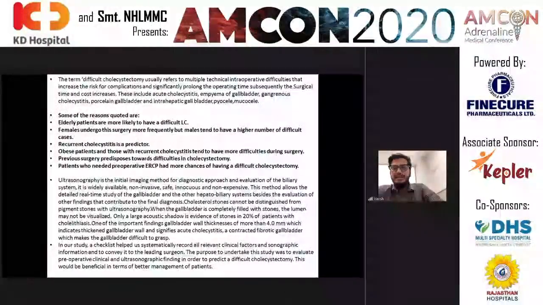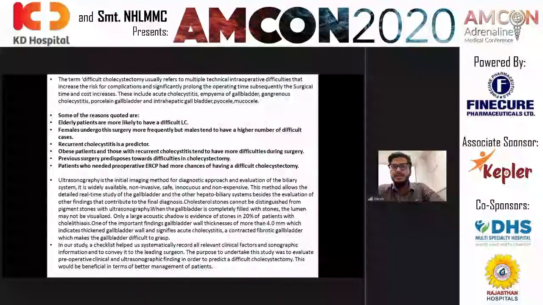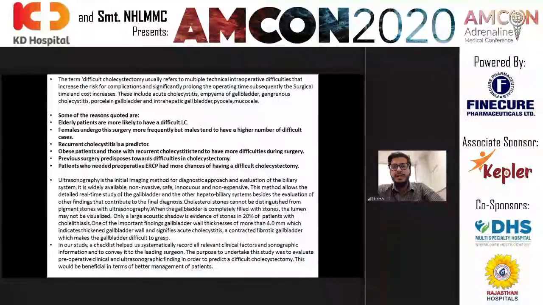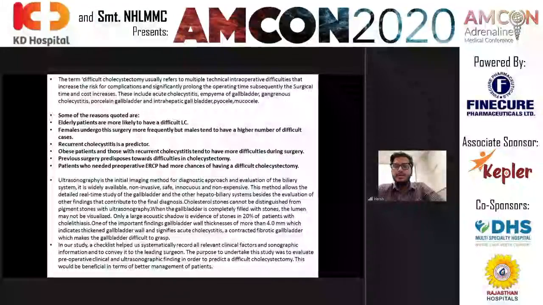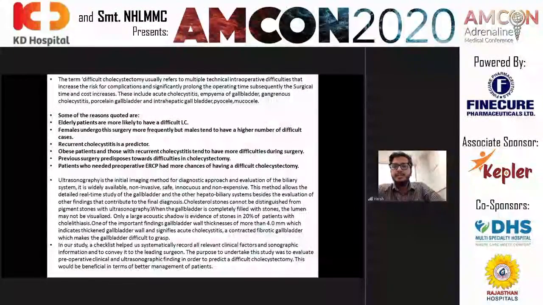In our study, the checklist helped us systematically record all the relevant clinical factors and sonographic information and convey it to the leading surgeon. The purpose of undertaking this study was to evaluate preoperative clinical and ultrasonographic findings in order to predict difficult cholecystectomy. This would be beneficial in terms of better management of the patient.